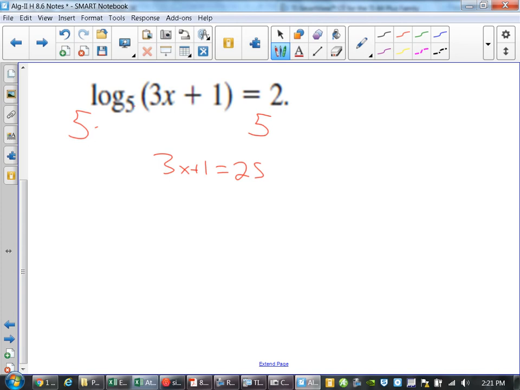Why did you put the 5 like below? Because I'm using this property. It's the base. I'm making it become the base of a log base. I'm using the same base, and I'm keeping things balanced by putting it on both sides of the equation.